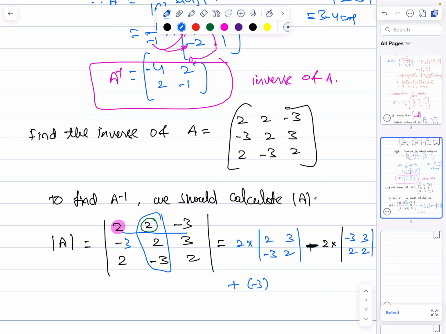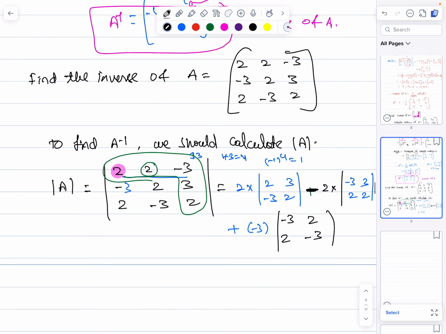The minus 3 is in the position of first row third column. Therefore, 1 plus 3 is 4. Therefore, minus 1 whole power 4 is 1. Therefore, I am not writing here. So, the matrix corresponds to that one is, so you drop this. So, that particular row and particular column, you are left with minus 3, 2, 2, minus 3.